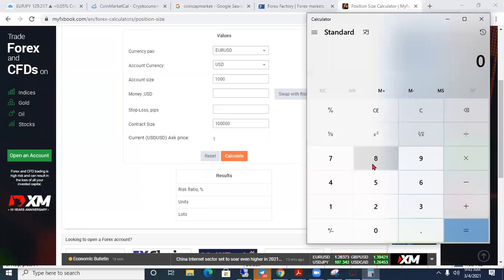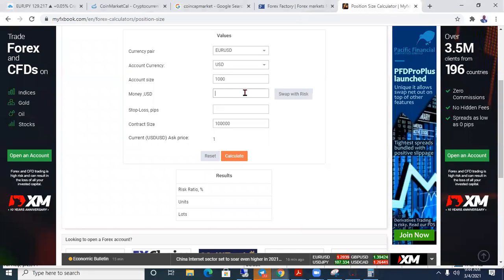So what do I need to do now? I want to trade with 1K, and I'm risking 2 divided by 100, 2%, which is 20. Now this 20, I want to take 25% of it times 0.25. So for the first one, I'm going to risk $5. Money in USD, $5. It's asking me, so what's your stop loss going to be?